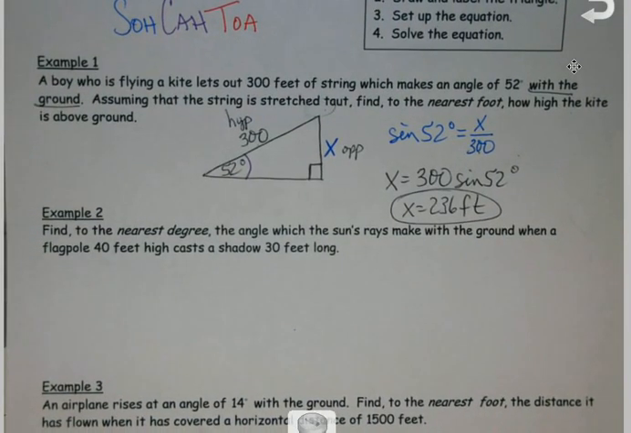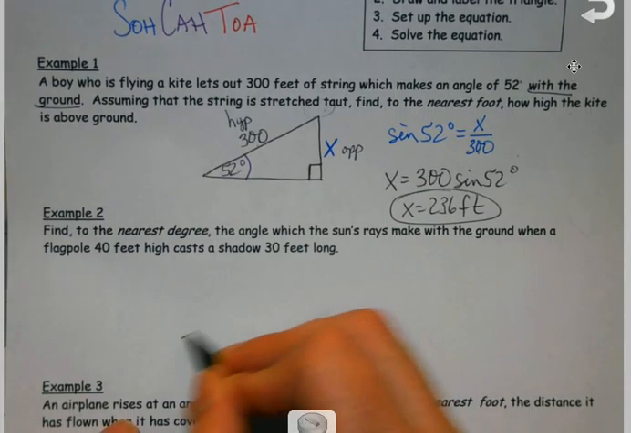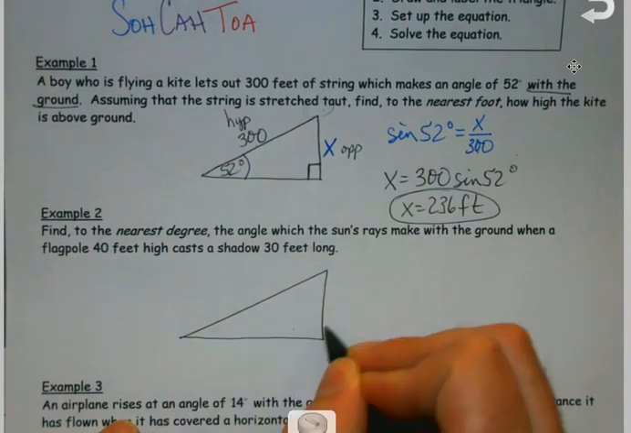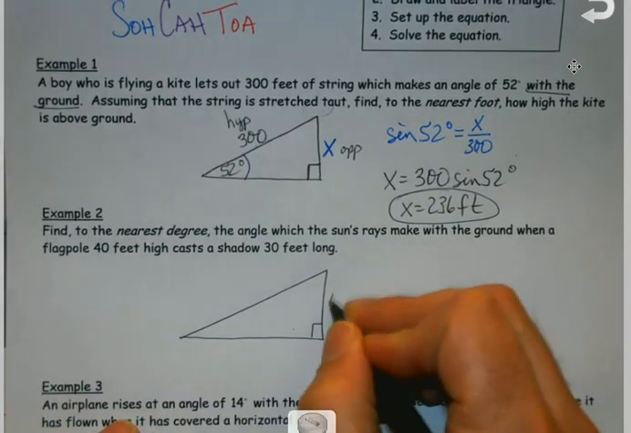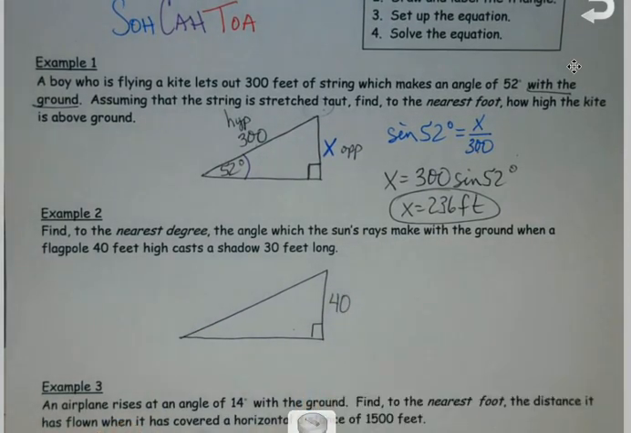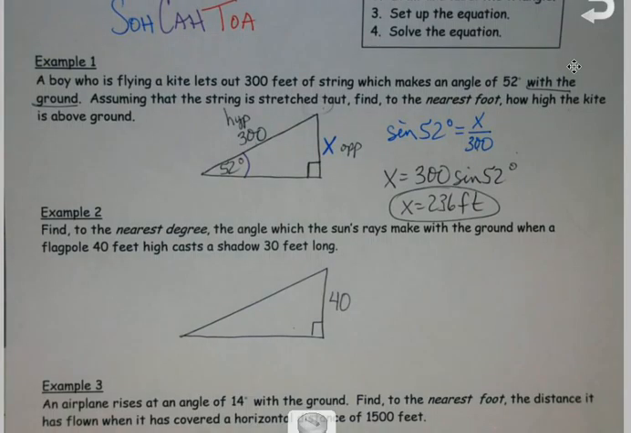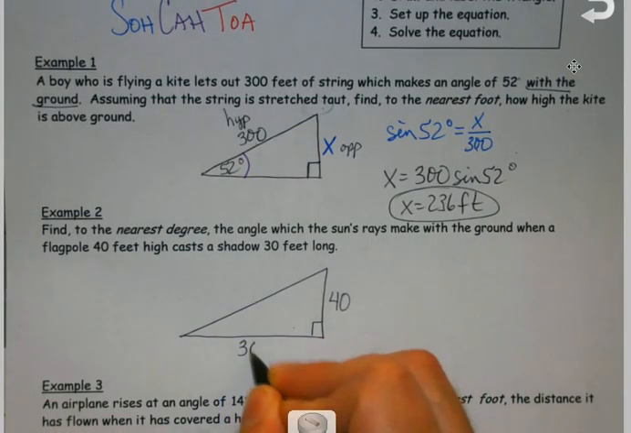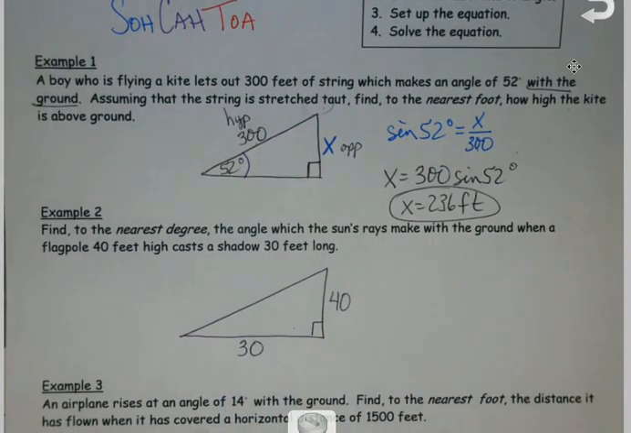Okay, next one. Find the nearest degree the angle at which the sun's rays make with the ground when a flagpole 40 feet high casts a shadow 30 feet long. Okay. So a flagpole that's 40 feet high, flagpoles are, again, vertical, casts a shadow. The shadow is on the ground. I mean, think about it when you stand there and you're out in the sun. Okay? You're not seeing the 3D from like the top of your head down. You're seeing that shadow along the ground.